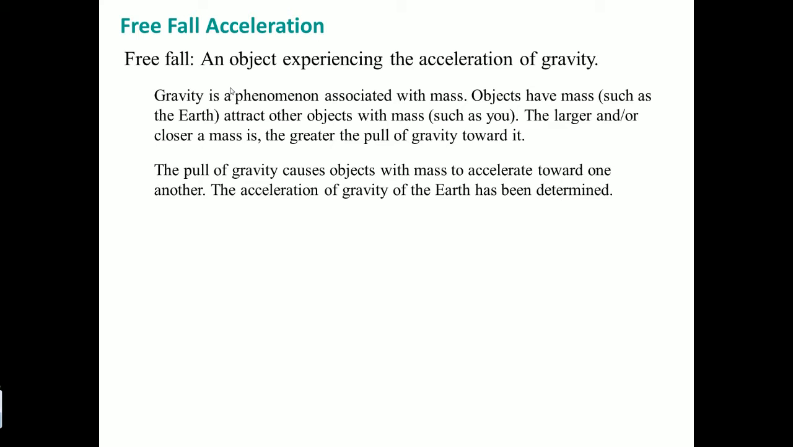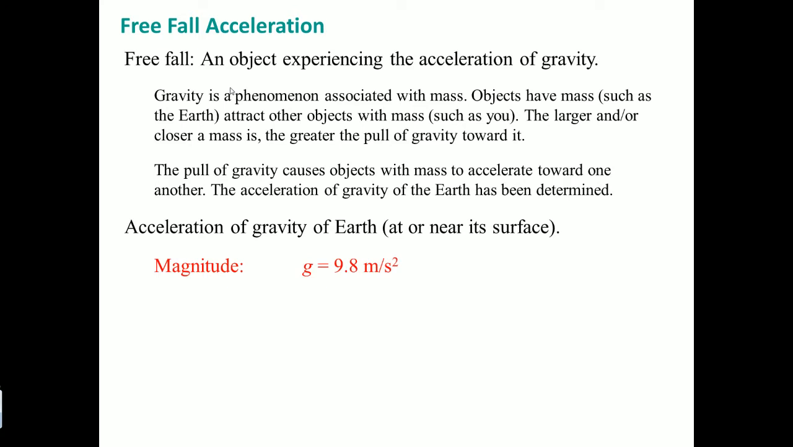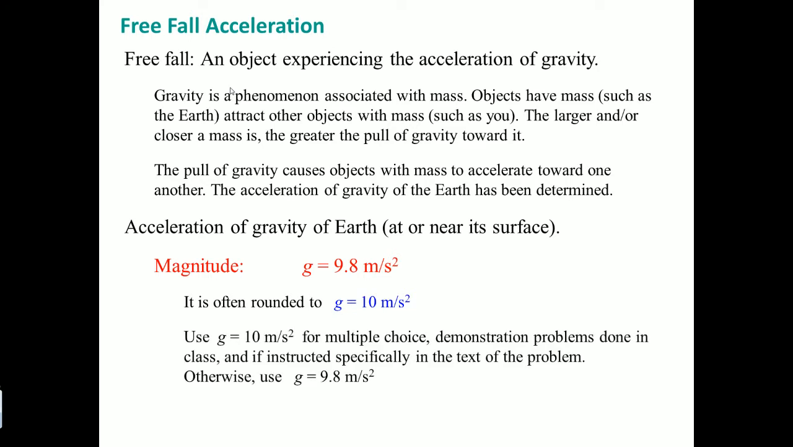The acceleration of gravity has already been calculated and determined. Acceleration due to gravity on Earth, or near its surface, is 9.8 meters per second squared, often rounded to 10 meters per second squared. 10 meters per second squared is used for the multiple choice, and you can use 9.8 meters per second squared otherwise, like in the free response. The direction is negative y, towards the center of the Earth, because it is always going downwards towards the center of Earth.